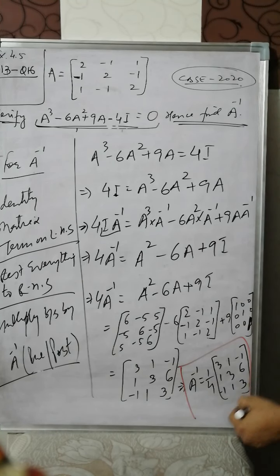ये ए इनवर्स निकल गया और ये आपका 6 मार्क क्वेश्चन इज डन। नाउ यू कैन फिनिश ऑफ एक्सरसाइज 4.5 क्वेश्चन नंबर 13 to 16.